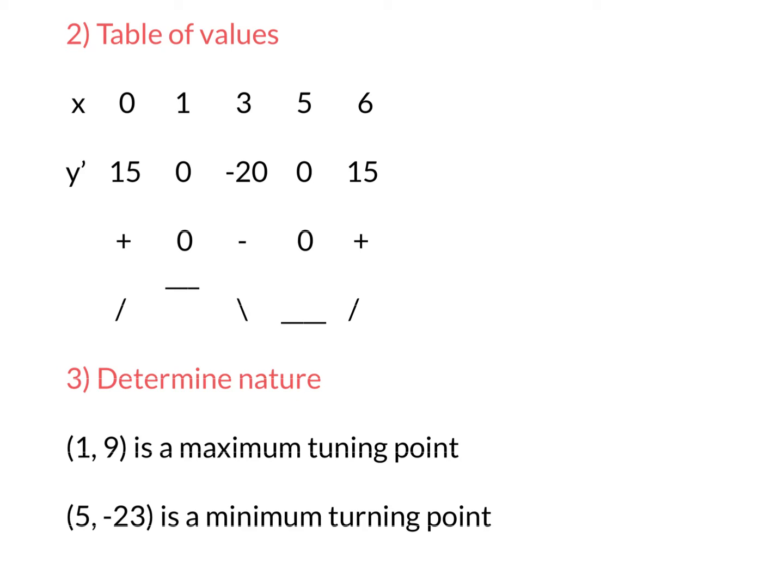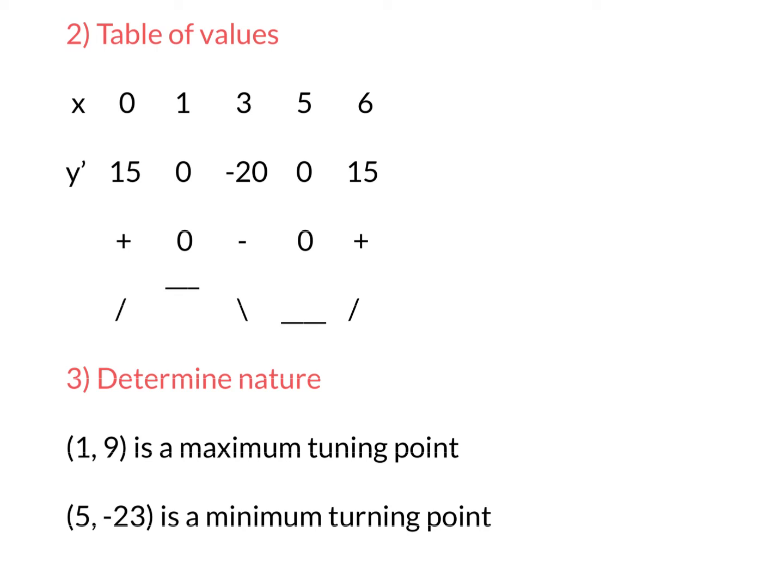Sub those into the y dash or the f dash of x because we want to find their gradient. So we sub it into the y dash. So when you sub in 0, you get 15. Sub in 1, you get 0. Sub in 3, you get minus 20. Sub in 5, you get 0. Sub in 6, you get 15. So looking at that, our gradients are positive, 0, negative, 0, positive.